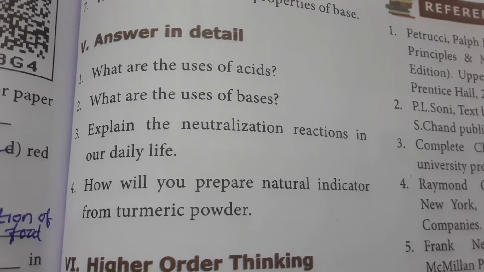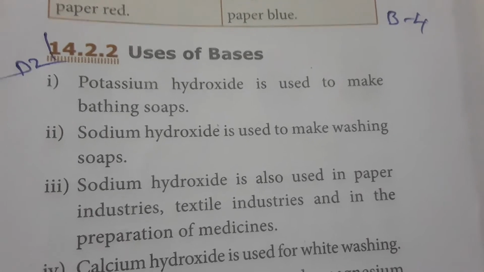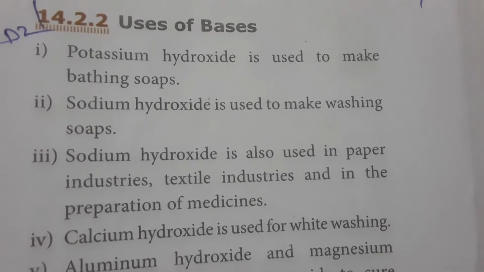Next, what are the uses of bases? Potassium hydroxide is used to make bathing soaps. Sodium hydroxide is used to make washing soaps.